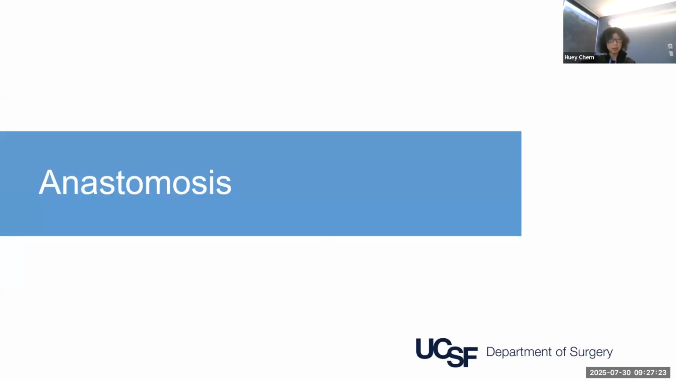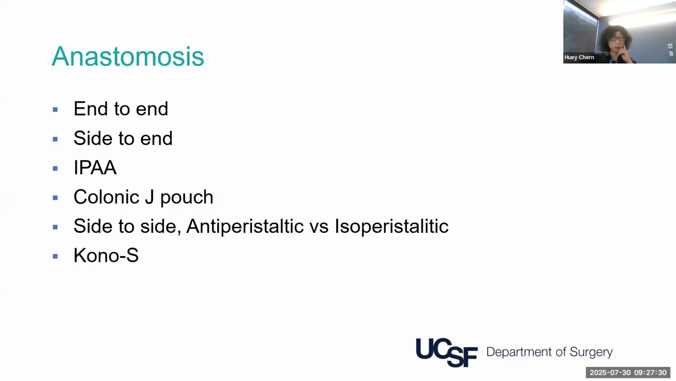So, moving on to anastomosis. How do we formulate the reconstruction after resection? There are many types of anastomosis we do, and you may encounter them as you scope someone. Sometimes we form an end-to-end anastomosis. Sometimes it's a side-to-end anastomosis. Sometimes it is a pouch, so an ileal pouch anal anastomosis.